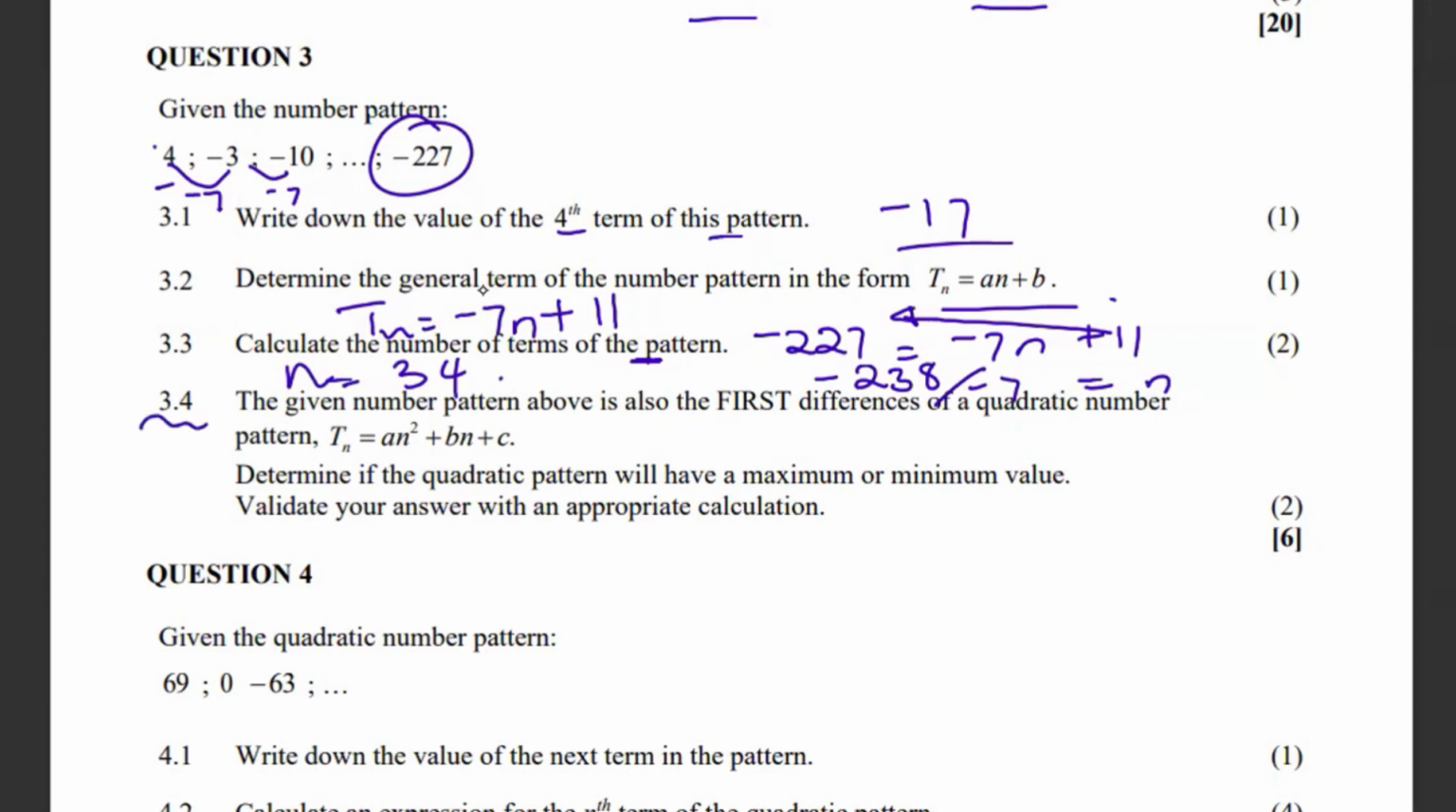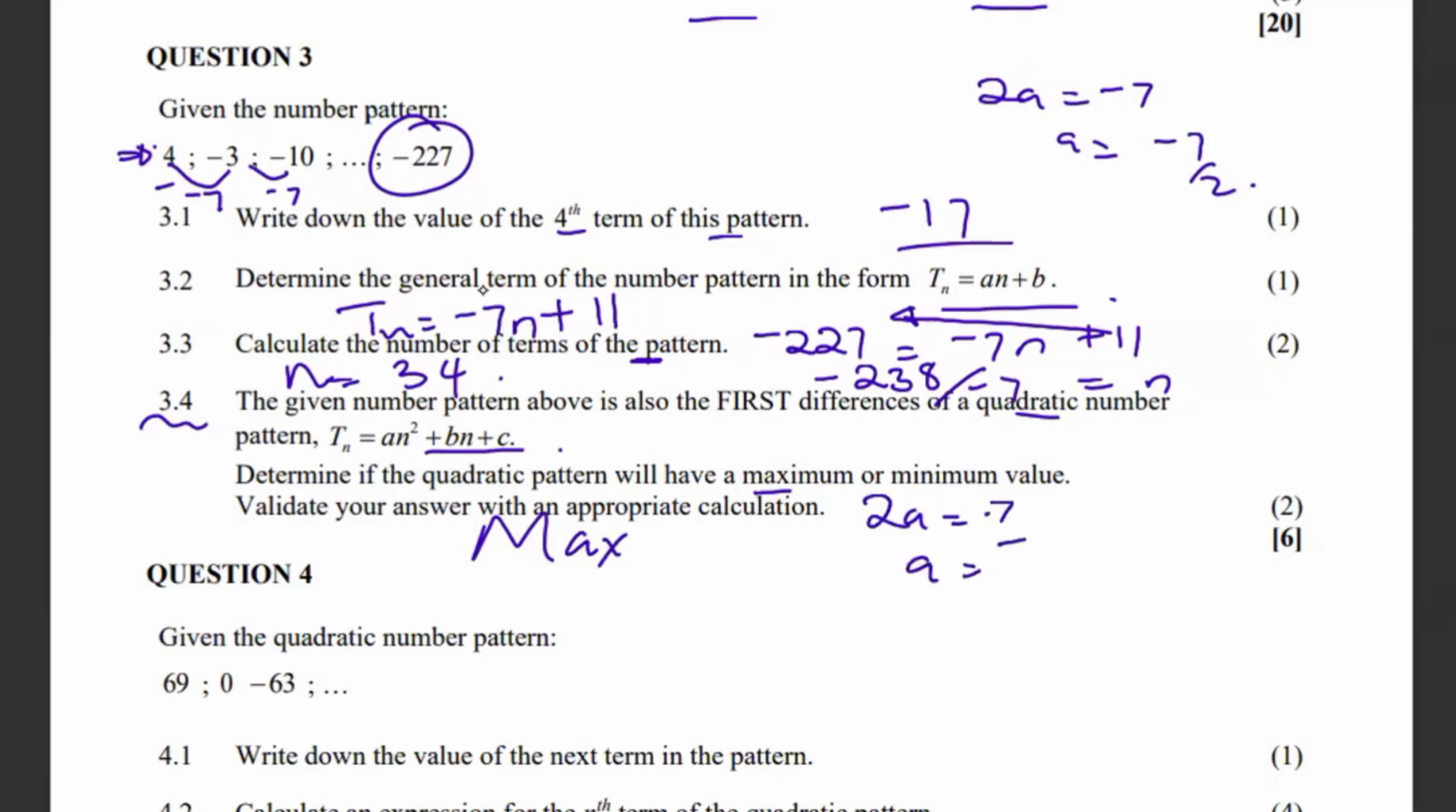Then 3.4. The given number pattern above is the first difference of a quadratic pattern. Determine if the quadratic pattern will have a maximum or a minimum. We must validate our answer. Since this is the first difference, we know that 2a must be equal to negative 7, so a is going to be negative 7 over 2. Will it have a maximum or a minimum? We're going to say it's going to have a maximum. Reason: 2a is negative 7, a is going to be negative 7 over 2.